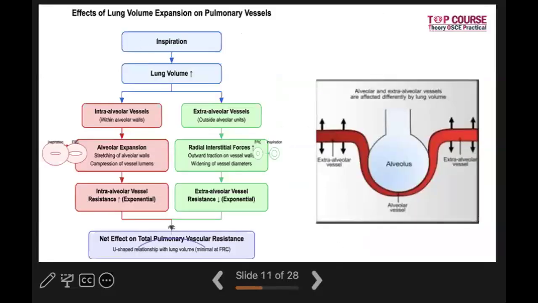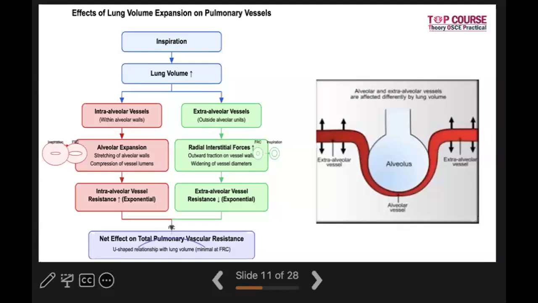Coming on to the right ventricular afterload. So we have seen about the lung, we have seen about the right-sided preload. Now we are going to see about the afterload in a spontaneously breathing patient during inspiration. So we know that the alveoli has two types of vessels. One is the intra-alveolar vessels, one is the extra-alveolar vessels.